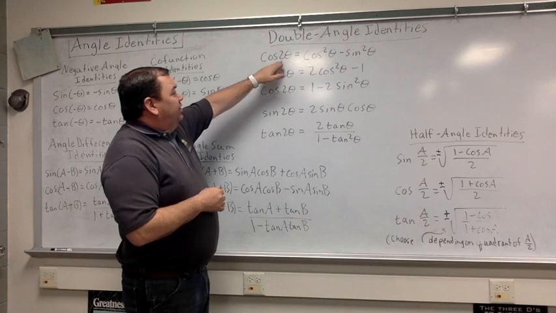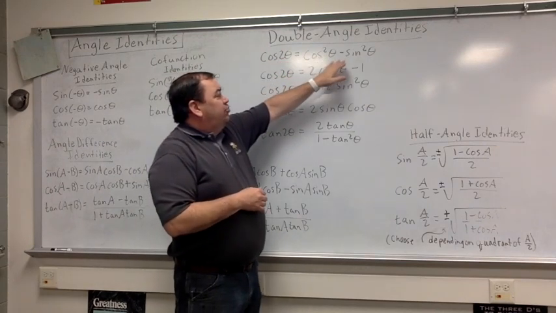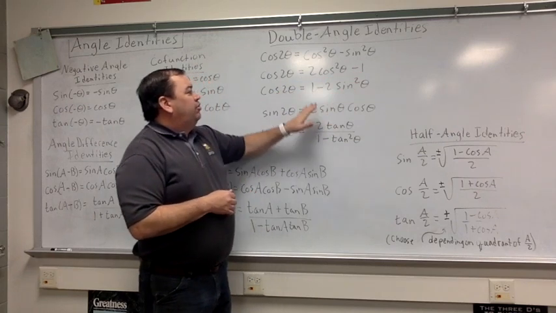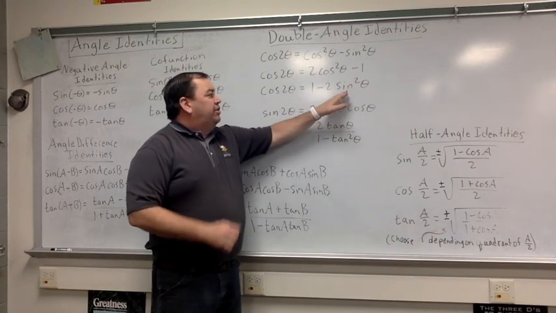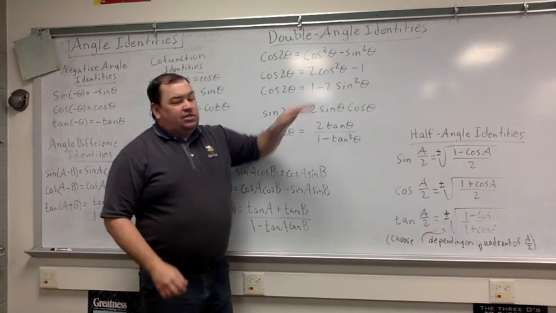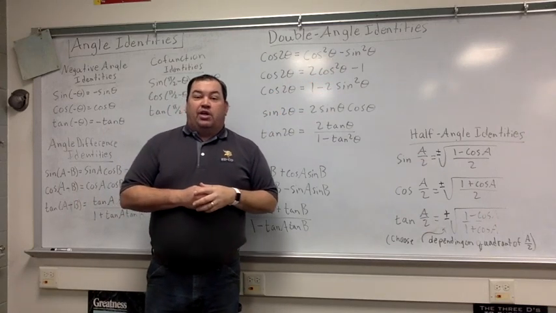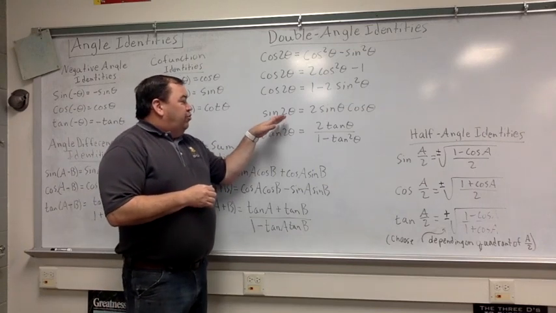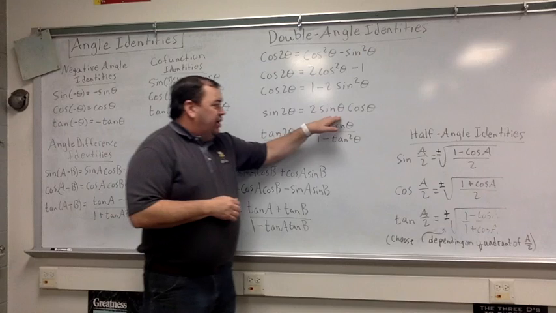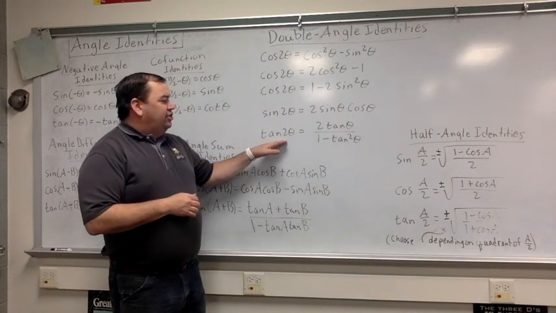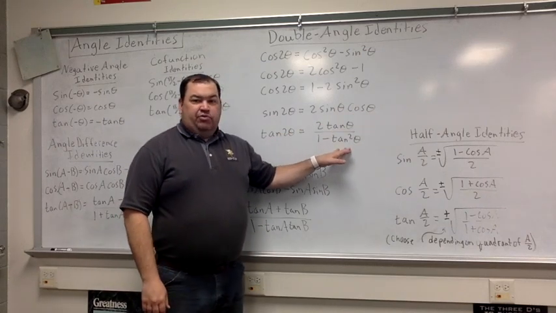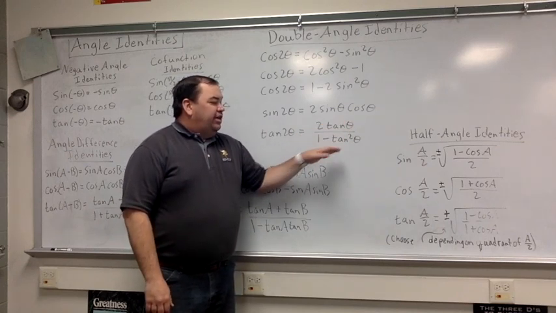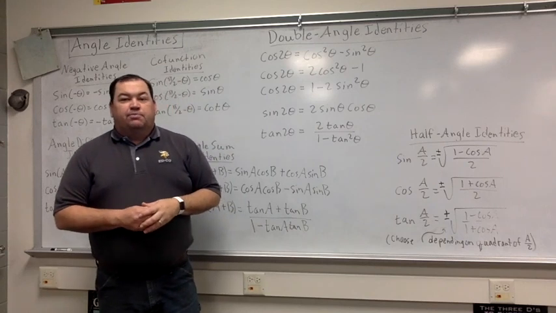So the cosine of a double angle could be cosine squared minus sine squared. It could be 2 cosine squared minus 1, or it could be 1 minus 2 sine squared. The differences between these are because of the Pythagorean identity and being able to manipulate those a little bit. If you want the sine of a double angle, it's only got one version. And if you want the tangent of a double angle, it only has one version. In a standard form here, tangent does things a little differently. It has a fraction; the other ones do not.